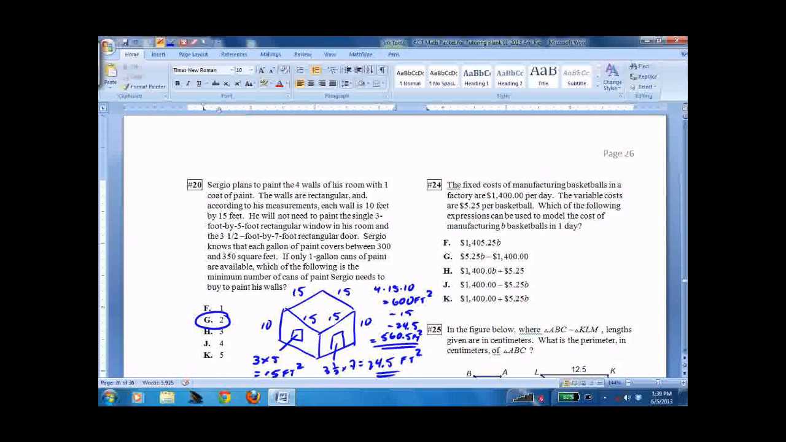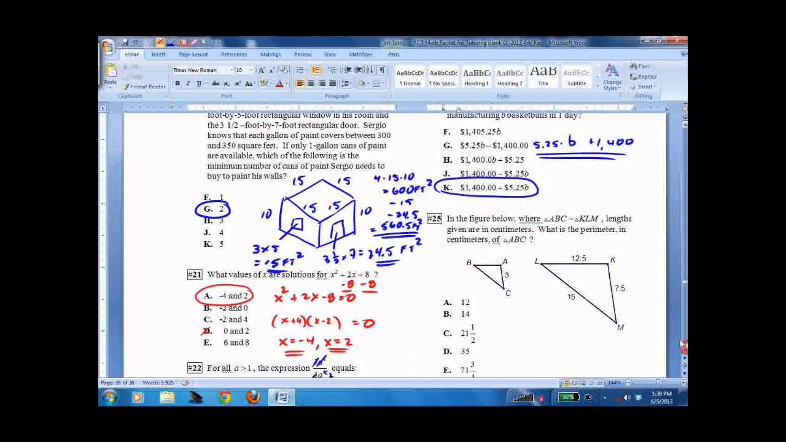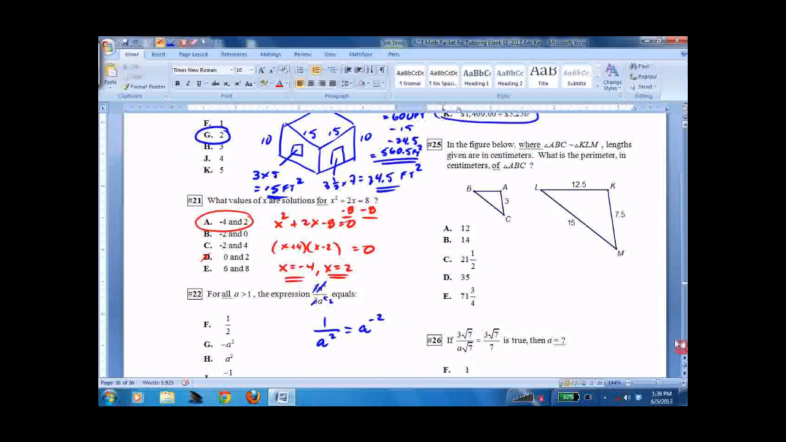So the fixed costs of manufacturing basketballs in a factory are $1,400 per day. Variable costs are $5.25 per basketball. Which of the following is used to model the cost? Well, fixed cost means we just add it once. Variable cost means 5.25 times however many basketballs we're making. So that's the cost right there. So 5.25 times B plus 1,400. That's this one right here. That's a pre-algebra problem. Just got to practice to get it.